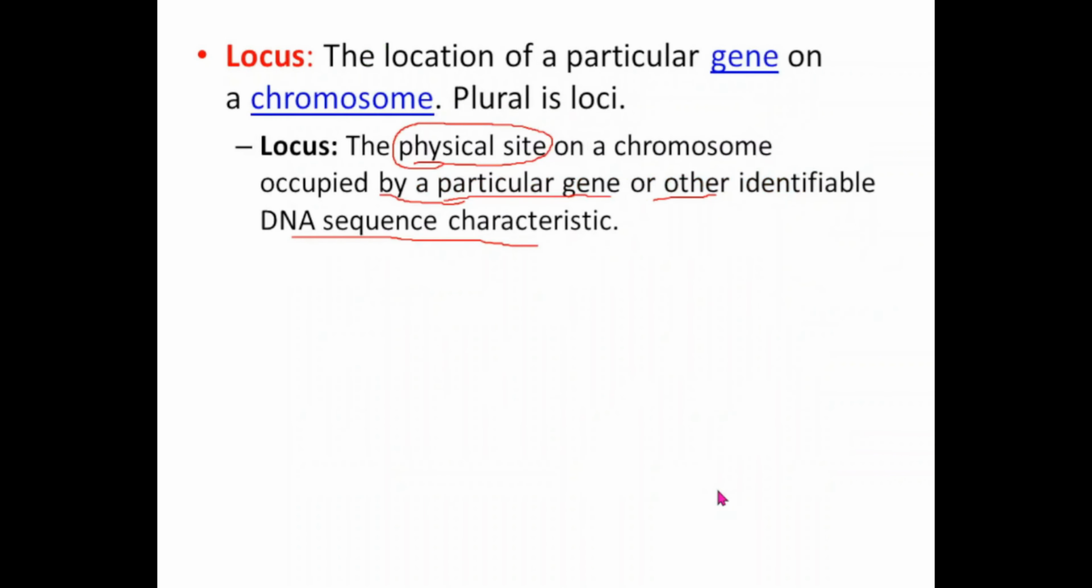What is locus? The location of a particular gene on a chromosome. The plural is loci. The locus is a physical site, just the physical site on a chromosome, occupied by a particular gene or other identifiable DNA sequence characteristic. We call this locus.